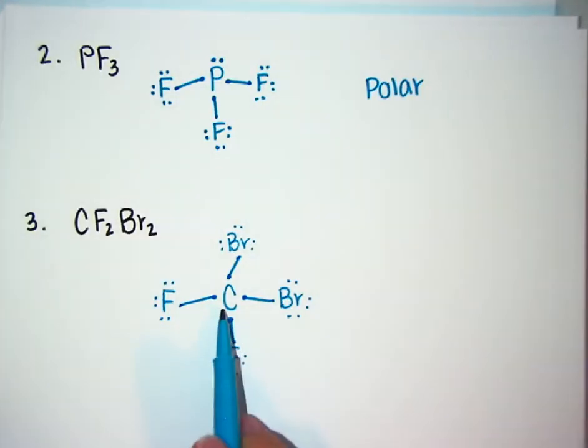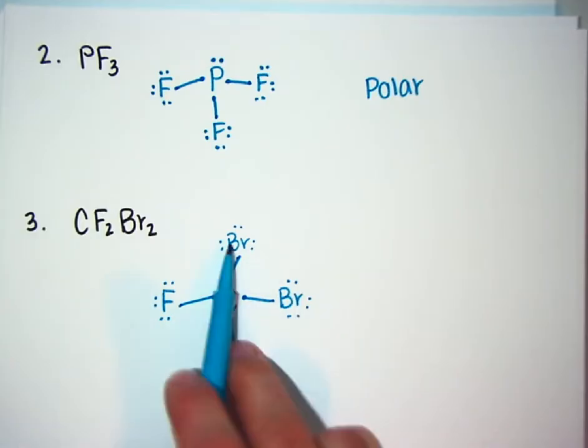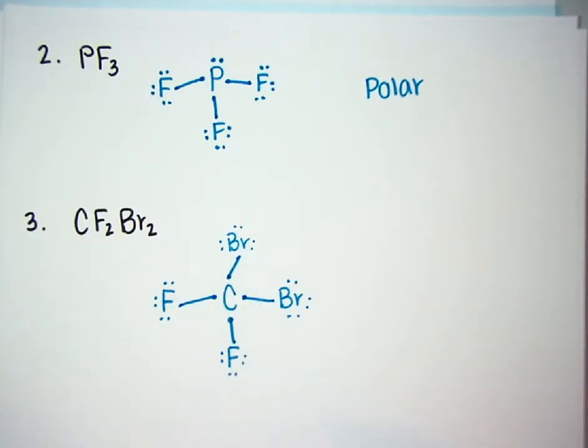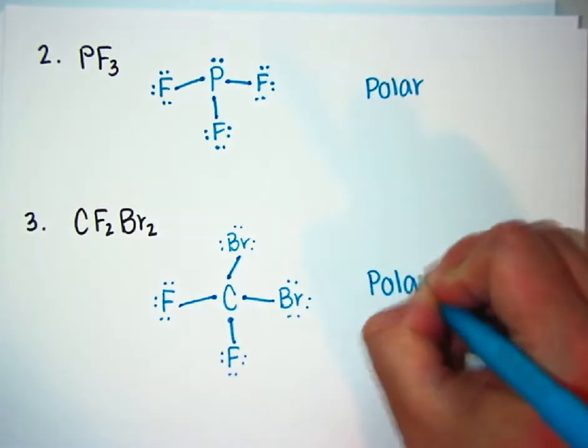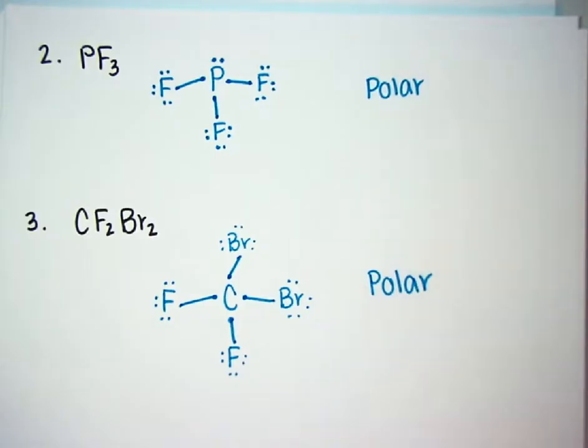Look at your central atom. Is everything attached to it the same? Well, no. Fluorine and bromine aren't the same atom. We have different attachments, so this would be a polar molecule.